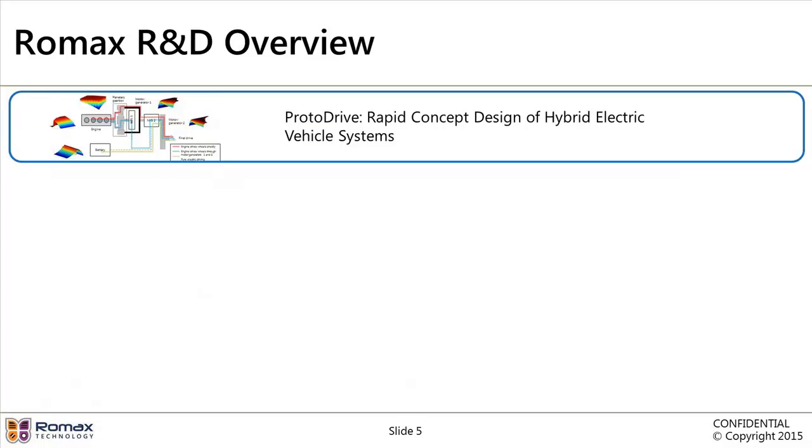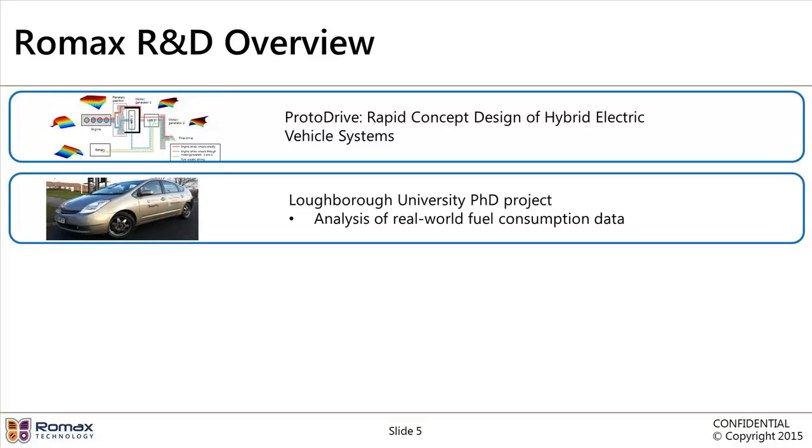ProtoDrive is a project that uses the same simulation methods, but also includes efficiency models of drivetrain components, so the engine, transmission, battery, electric motor. Romax has sponsored a PhD project at Loughborough University, which involves gathering real-world driving data from a Toyota Prius vehicle, and that data is being used as a case study for our simulation tool in the ProtoDrive project.